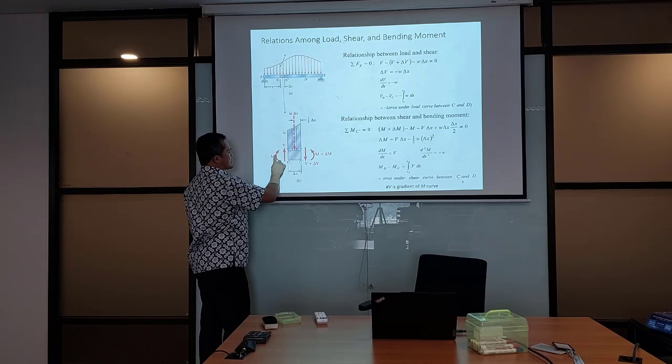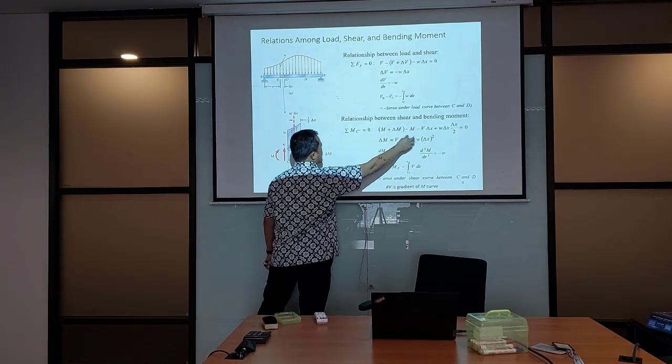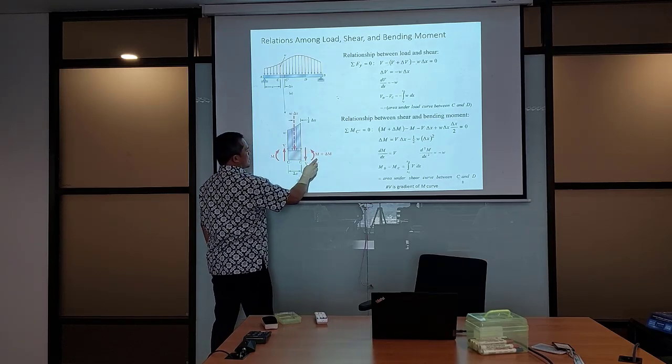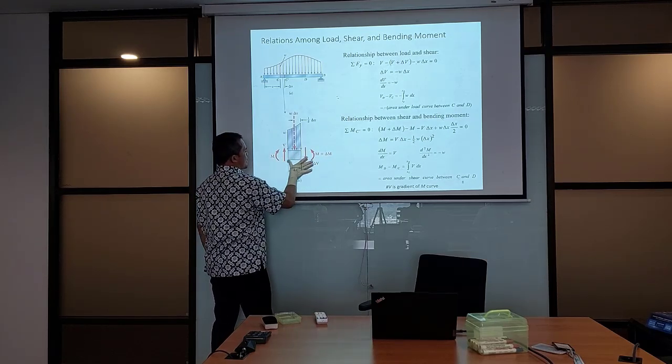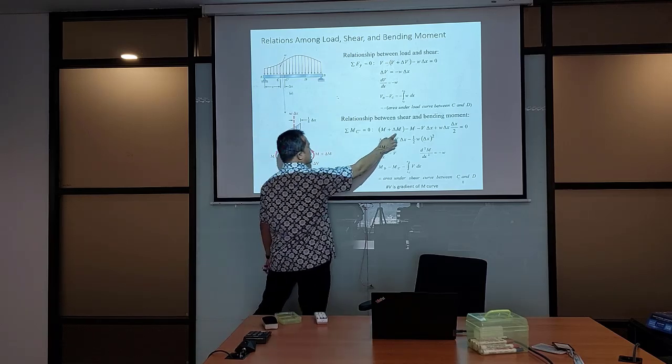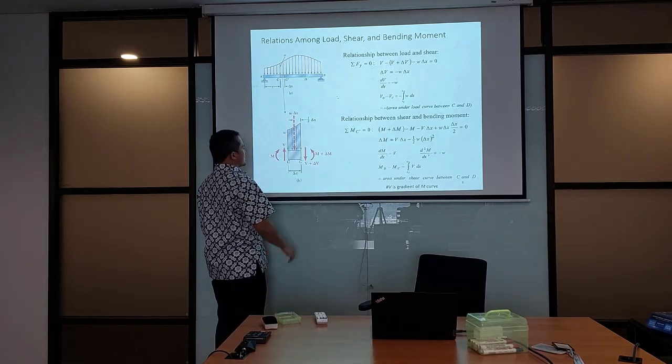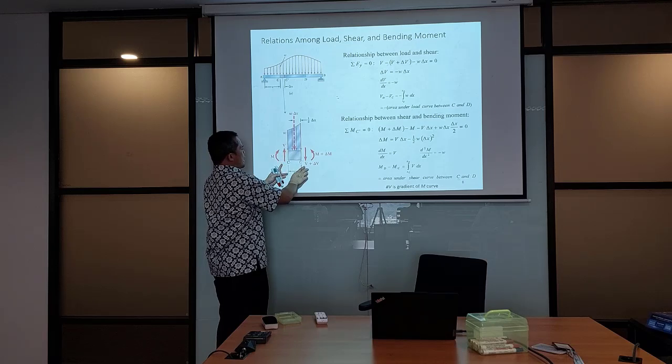You'll find that this is M, moment is clockwise. Therefore, clockwise is minus. This is counterclockwise, M plus delta M, as this difference. They have delta M. It is positive. And then what else? The V.